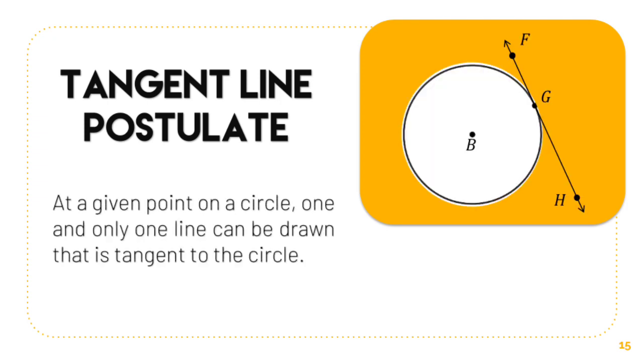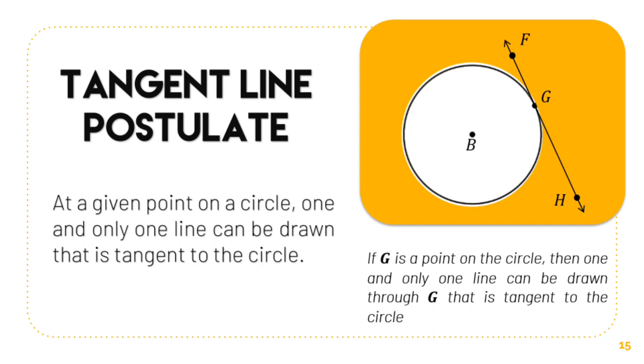At a given point on a circle, one and only one line can be drawn that is tangent to the circle. Again, on the figure, if G is a point on the circle, then one and only one line can be drawn through G that is tangent to the circle. And as you can see, G is the point of tangency.